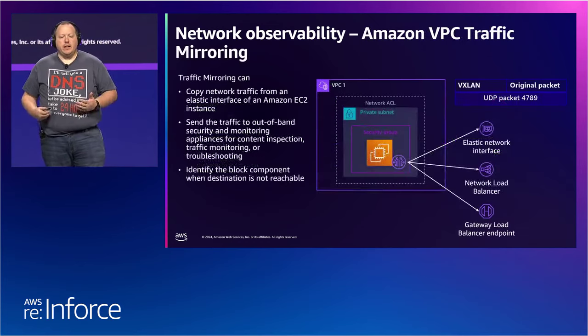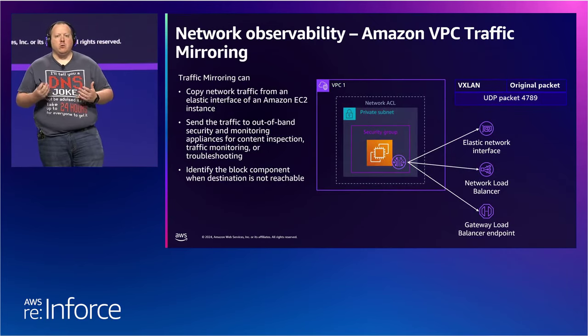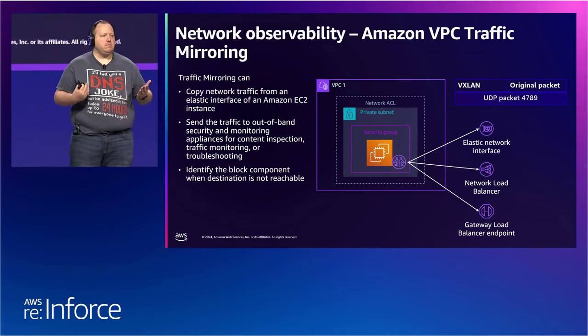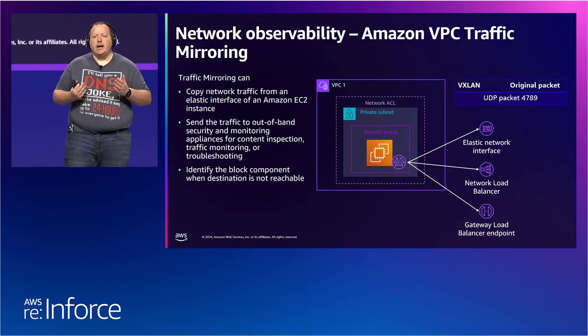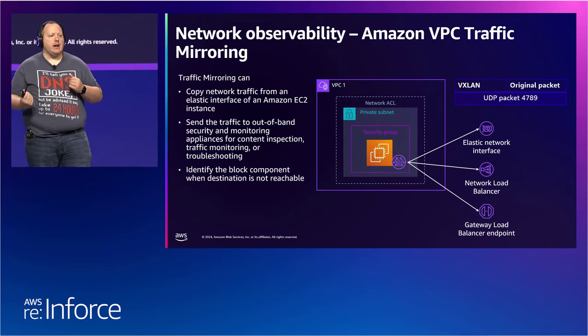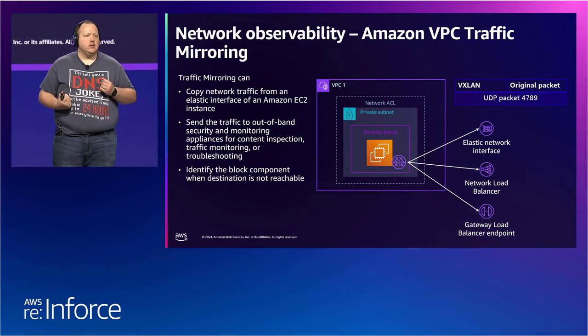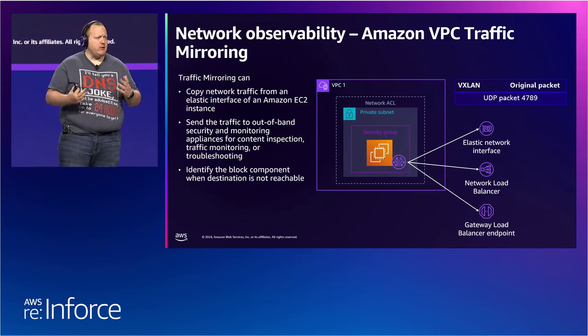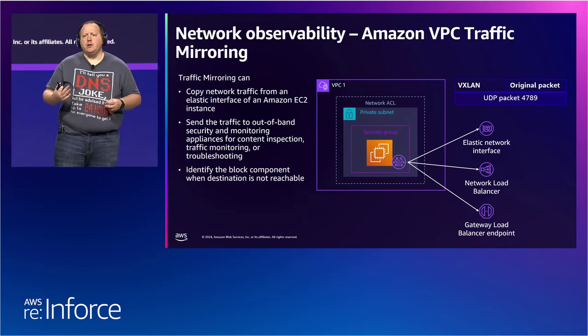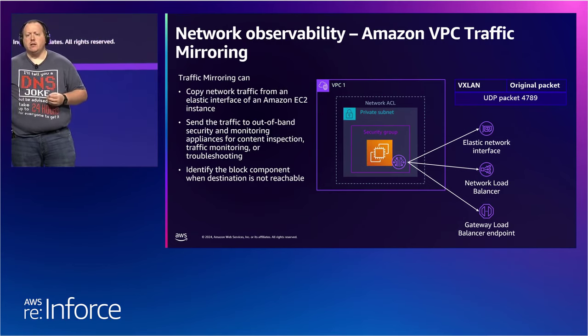But sometimes the metadata is not quite enough. Sometimes we want to see the full packet. With VPC traffic mirroring, you can actually replicate each and every packet that goes to that ENI and target another Elastic Network Interface, although I don't recommend that because it doesn't scale very well, it's not very reliable. Instead, you can target something like a network load balancer or a gateway load balancer endpoint.